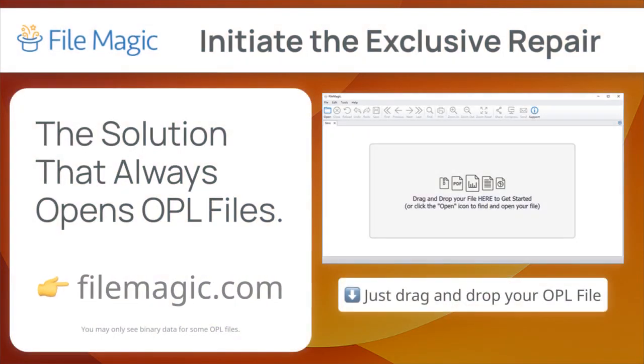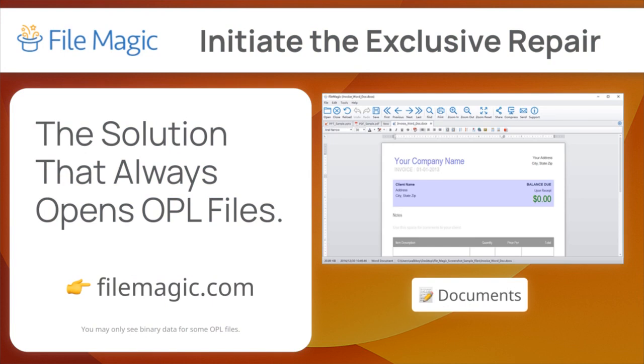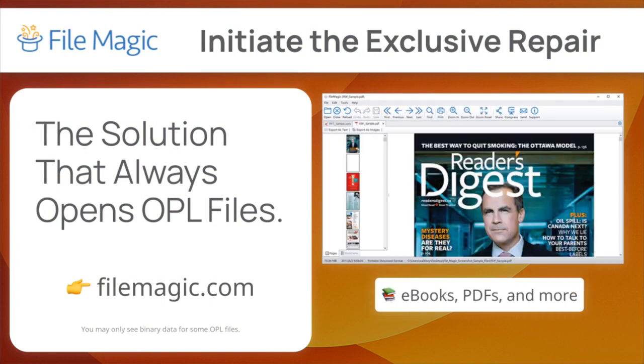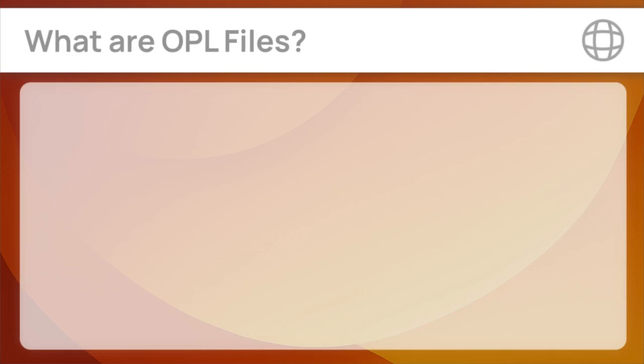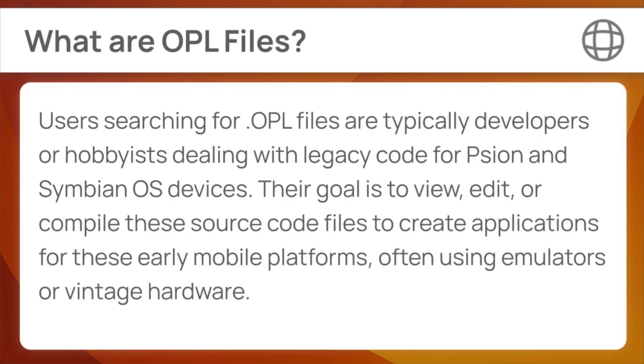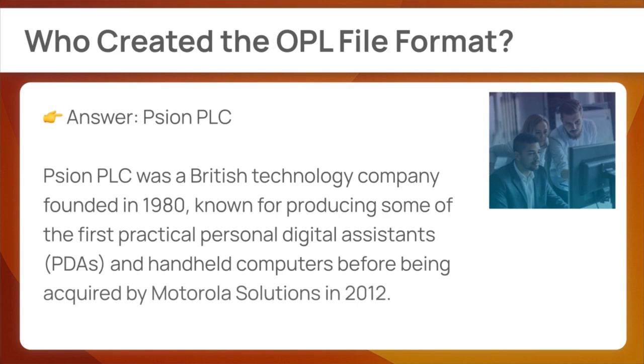When we reach the final stage, we'll shift gears. We are going to maximize results with a single highly effective OPL file inspection program that provides coverage for a wide range of formats. Users searching for OPL files are typically developers or hobbyists dealing with legacy code for Psion and Symbian OS devices. Their goal is to view, edit, or compile these source code files to create applications for these early mobile platforms, often using emulators or vintage hardware.